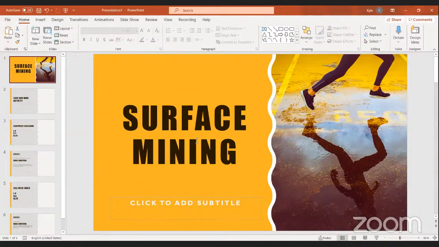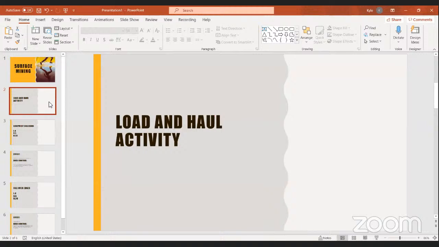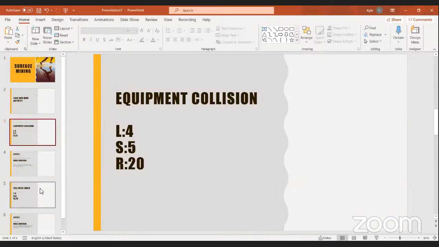Ayan po. So, sa surface mining po, yung una po naming activity na nailagay is load and haul activity. Yung hazards po na input po namin is equipment collision and fall over edges. Sa equipment collision po, naglagay po kami ng likelihood na 5 and the risk is 20.